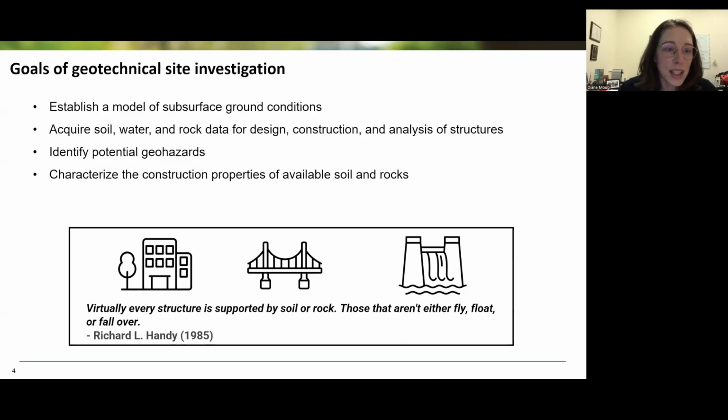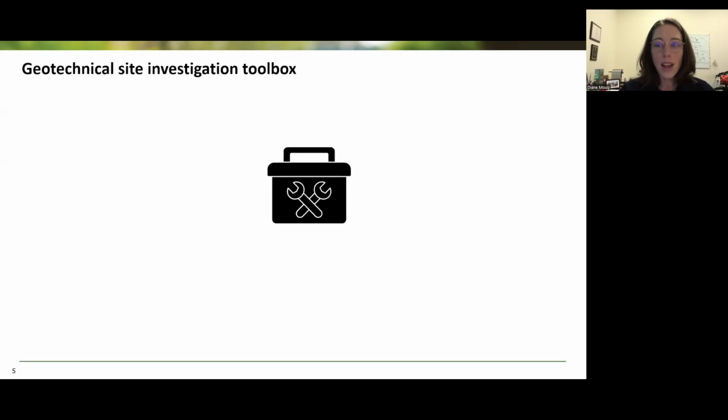We're going to use the model and site investigation to identify potential geohazards. And then if we're in the case where a project requires construction with that soil or rock, we're going to be able to characterize the construction properties of that soil and rock. When we go to approach and plan a site investigation program, we have a toolbox of various tools or approaches we can use for site investigation and to build that subsurface model.